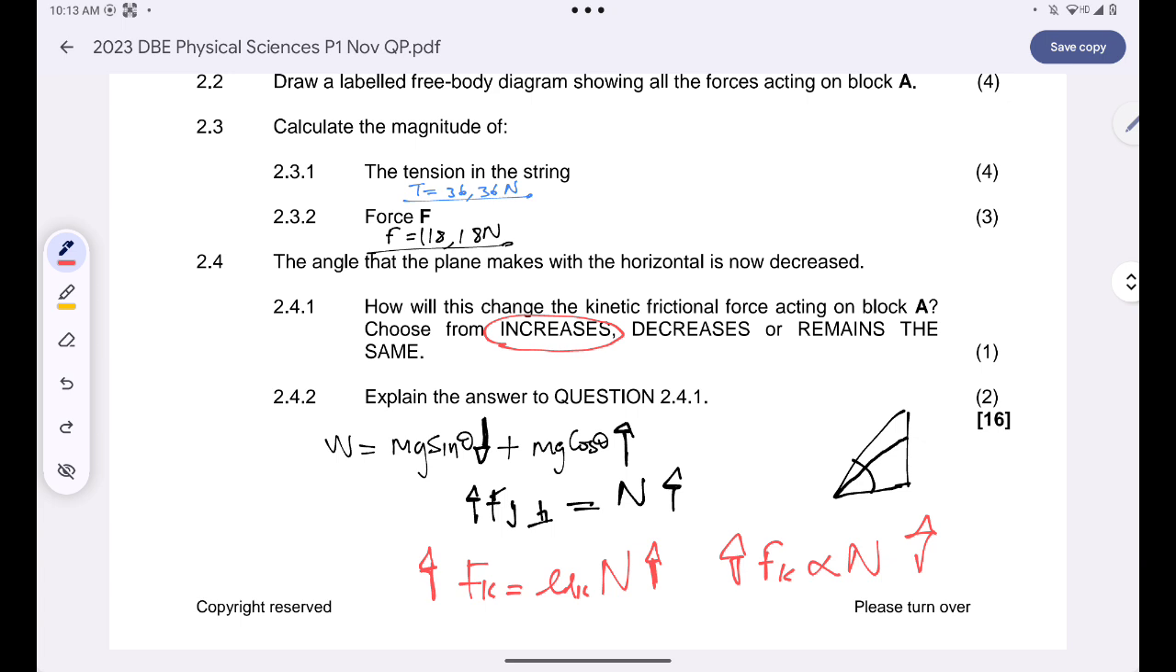That's how the change in an angle affects the frictional force. Are you together? If an angle is decreased, frictional force will be increased. If an angle is increased, frictional force will be decreased.